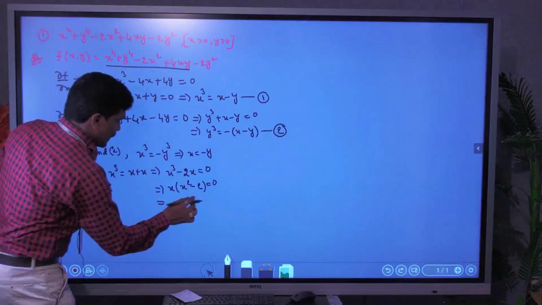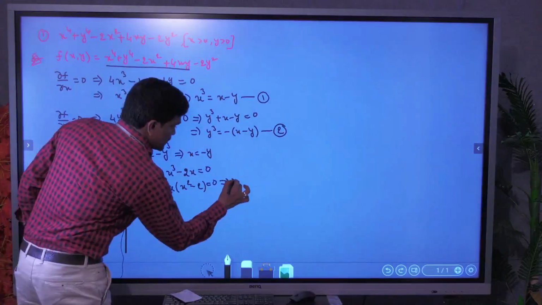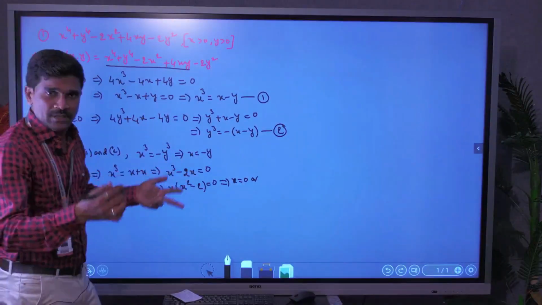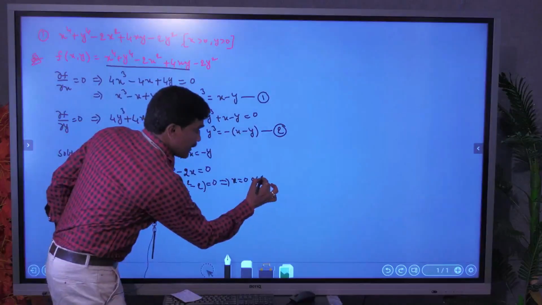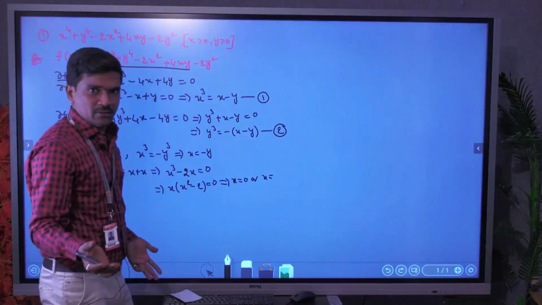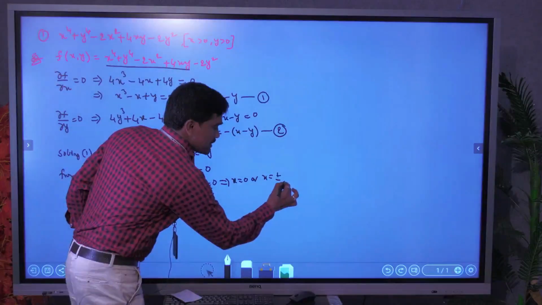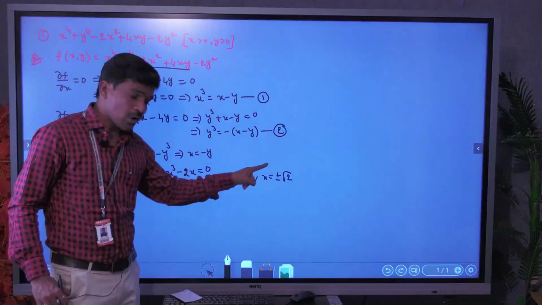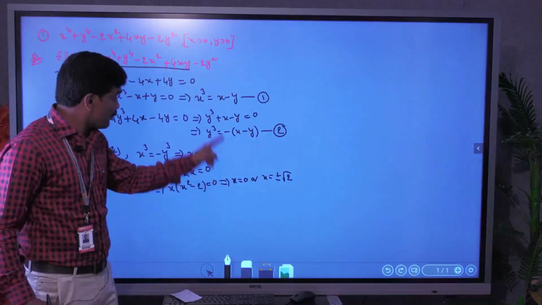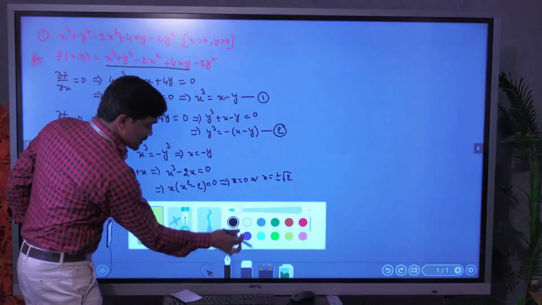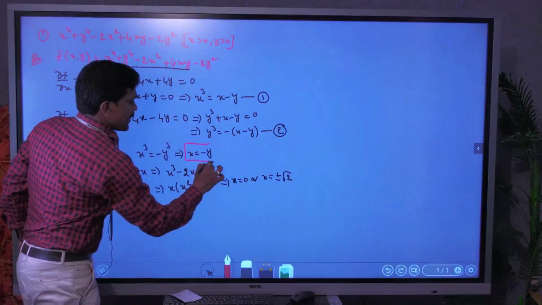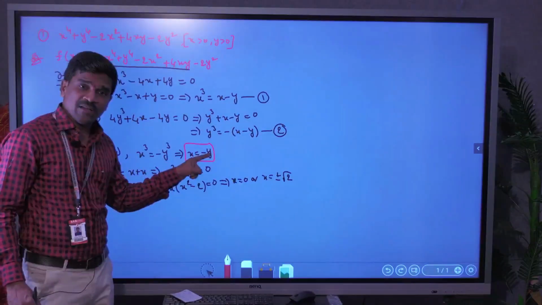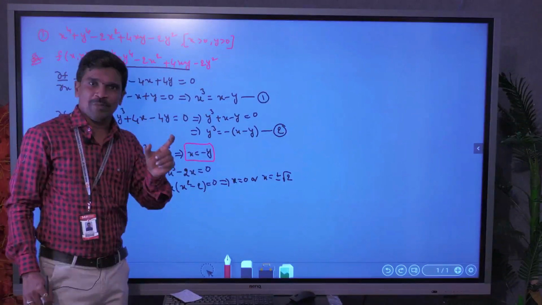So that implies x is equal to 0 or x square minus 2 is equal to 0. Then x square is equal to 2, so x is equal to plus or minus root 2. So now we get x is equal to 0 or x is equal to plus or minus root 2. But actually here x is equal to minus y. If x is equal to 0, then what is y? 0. So we get the point 0 comma 0.